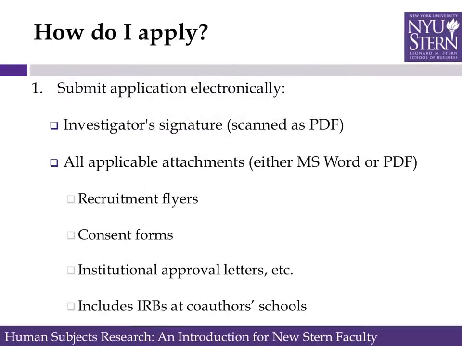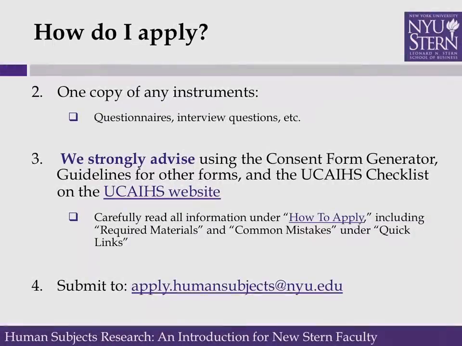Regardless of which category you're applying for, you should submit your application electronically. It's a paperless process. It's important to remember that the entire application is going to be submitted electronically, but you're going to submit 2 copies of the first page. The first is just going to be filled out and part of the regular form. The second is going to have to include your signature and then be scanned as a PDF. You're also going to need to include all applicable attachments, such as recruitment flyers, consent forms, etc., and these can be either in MS Word or PDF. And also include a copy of any instruments such as surveys, interview questions, etc.